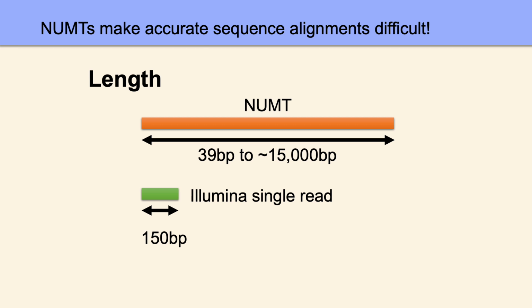The issue of aligning NUMTs and mitochondrial DNA is further compounded when you consider the lengths of NUMTs. NUMTs can range from 39 bases to almost 15,000 bases. When you consider that the human mitochondrial DNA is 16,569 bases, you realize that a NUMT can be almost the entire length of the human mitochondrial DNA. Contrast that to Illumina single reads. The typical Illumina single read today is 150 bases, which is much shorter than the longest NUMTs. So these are some of the challenges that make aligning NUMTs and mitochondrial DNA a challenge.